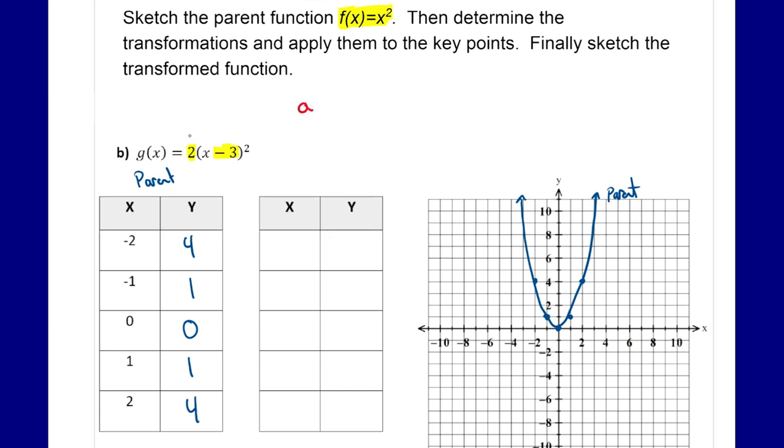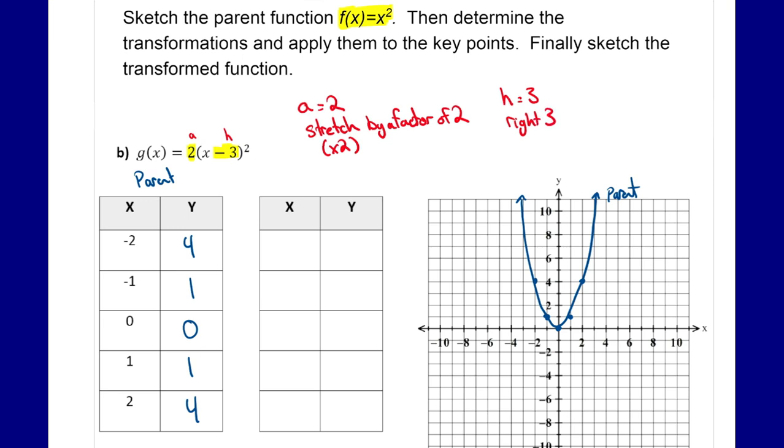We have an a value of +2. When a is positive, if we remember from the lesson from yesterday, this means that we have a stretch. We have a stretch by a factor of 2. This basically just means we are multiplying the y values by 2. We have an h value here. Because h is negative in the equation, that means h is actually positive, which means we go to the right 3.